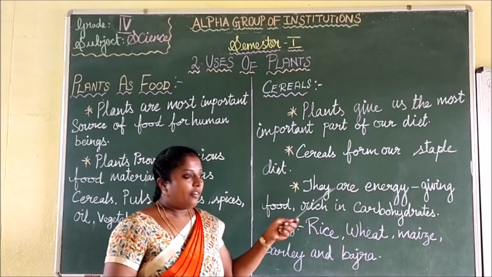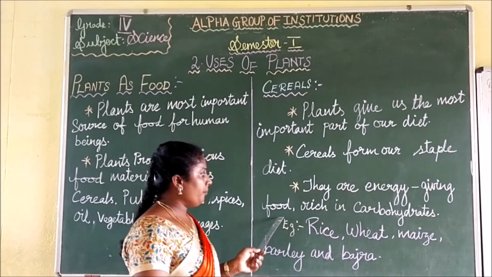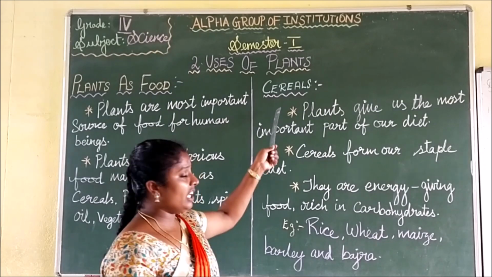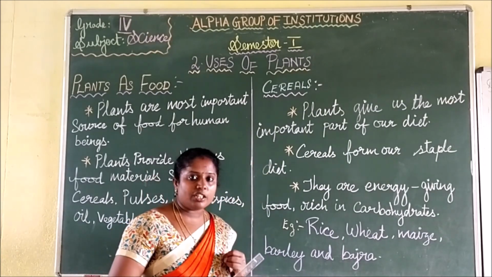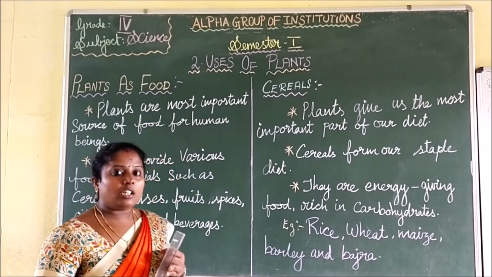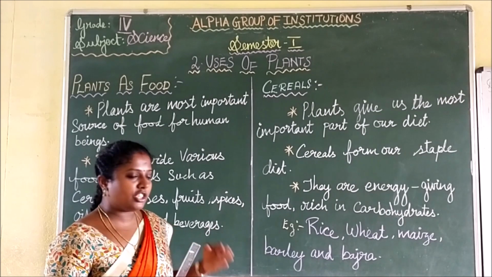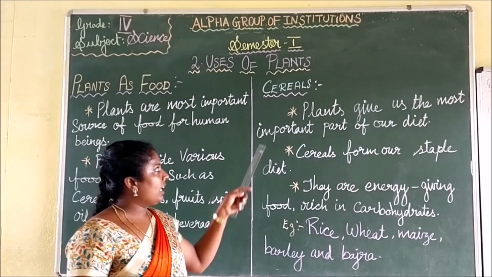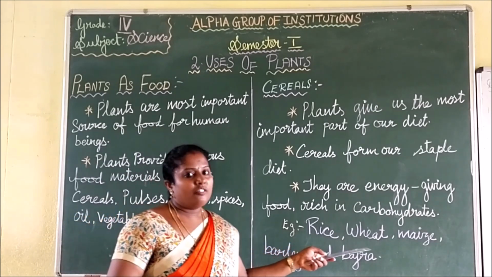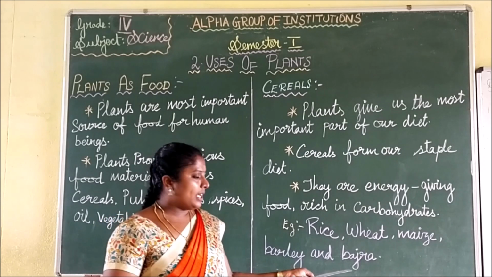So, they are energy giving. Cereals contain energy giving food, rich in carbohydrates. The food rich in carbohydrates and which gives more energy, that is cereals. Examples: rice, wheat, maize, barley and bajra.